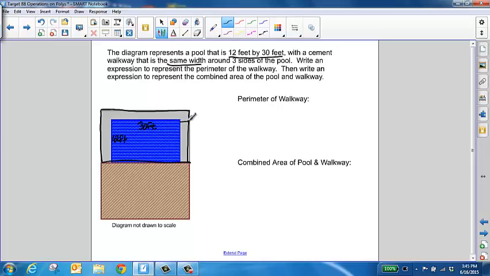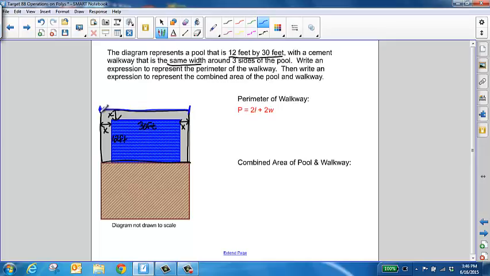So anytime we have an unknown, we use a variable to represent that. So we know that the dimensions of that walkway is just going to be x all the way around the three sides of the pool. So now when we're coming up with perimeter, our formula for perimeter is 2 times length plus 2 times width. So what we need to do is we need to come up with expressions to represent the length and width of this big rectangle.